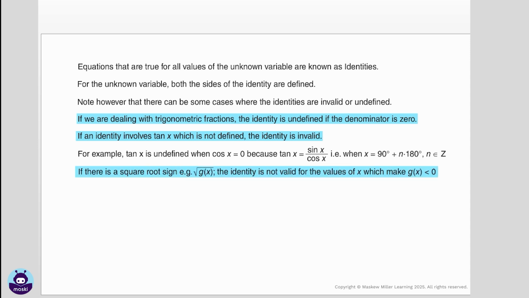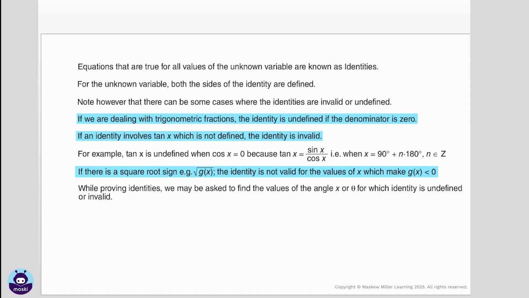If there is a square root sign, for example, say root of g of x, the identity is not valid for the values of x which make g of x less than 0. While proving identities, we may be asked to find the values of the angle x or theta for which the identity is undefined or invalid. Let us solve one such example.